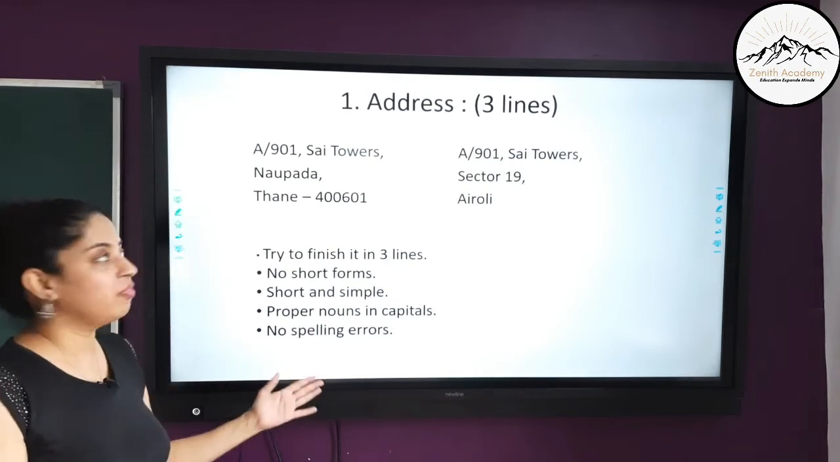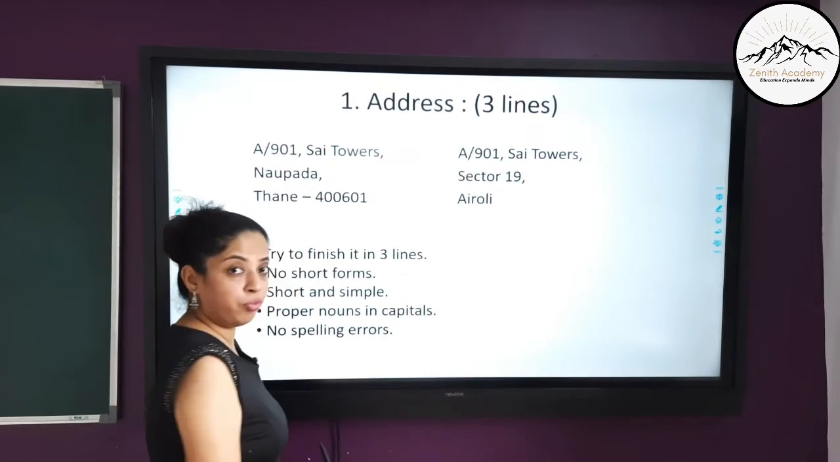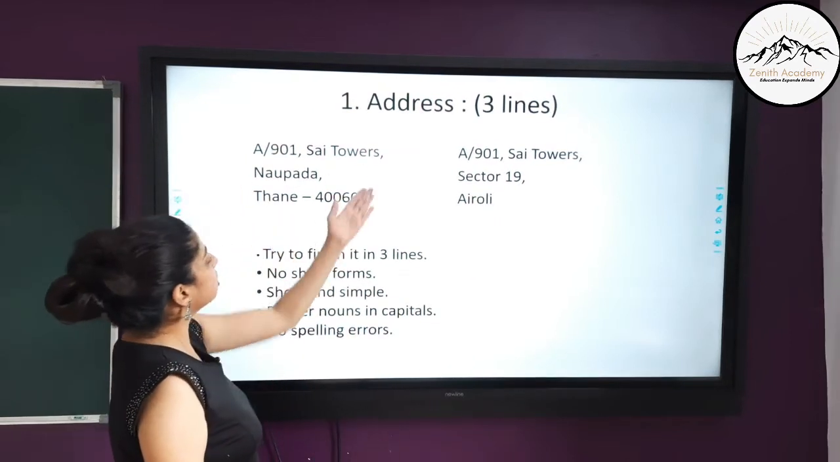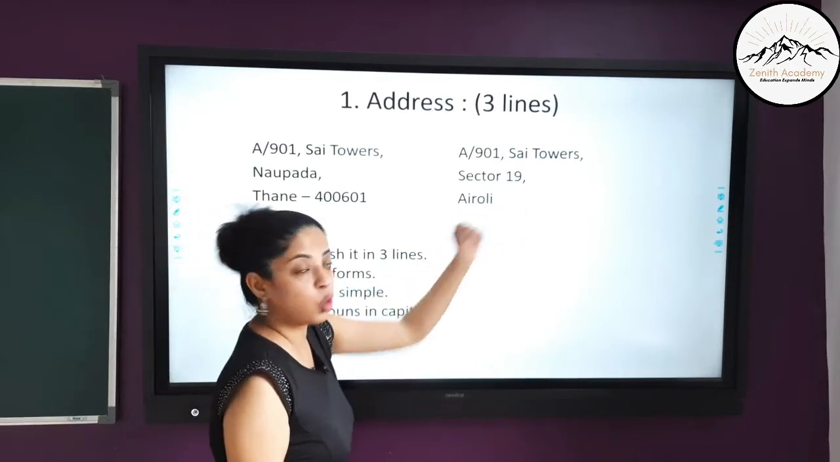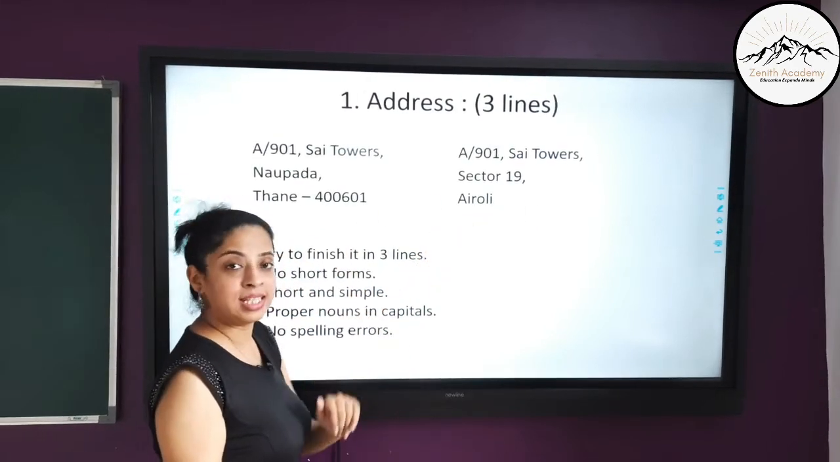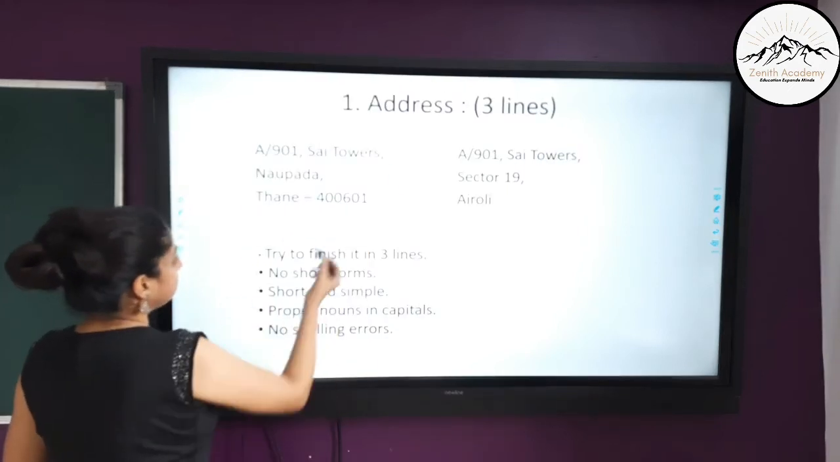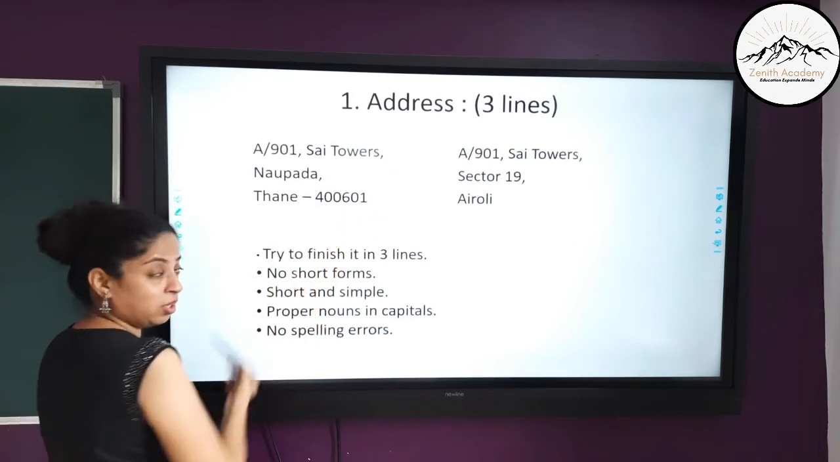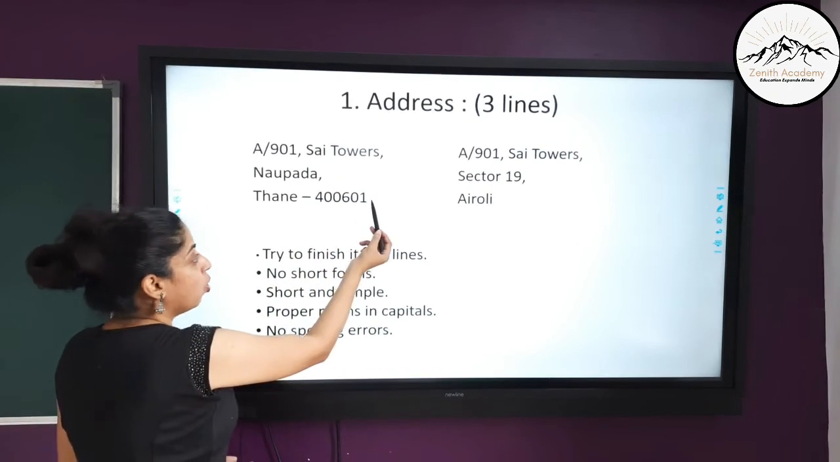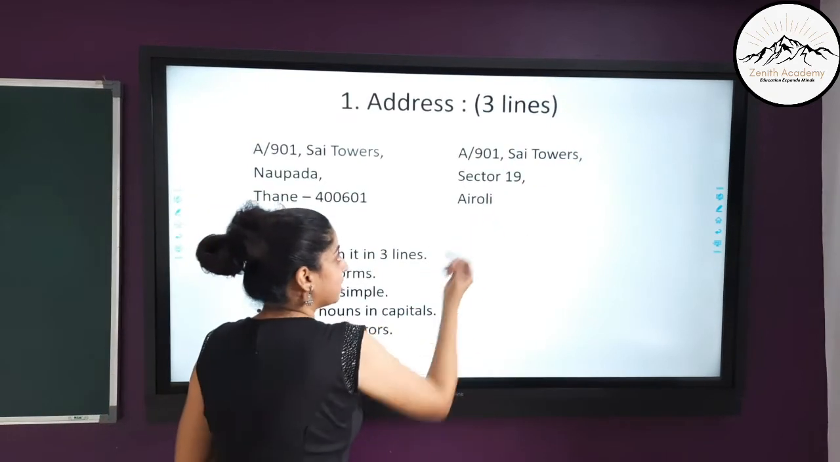First we'll talk about the address. I have given the address here in 2 formats. In the first format you can see that I have written a pin code. In the next format there is no pin code. Both are allowed in ICSE. See the first line: there is a comma at the end of the first line, a comma at the end of the second line, but no comma or full stop at the end. Here also you can see the same thing.